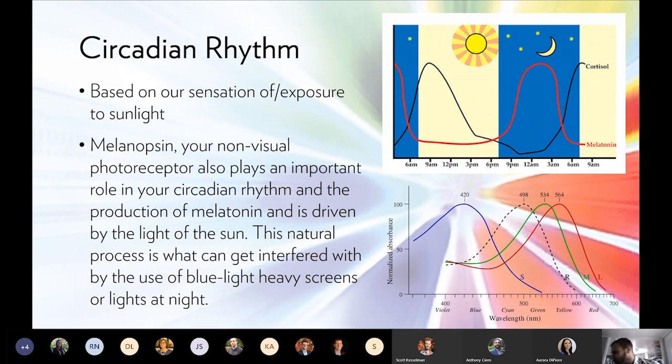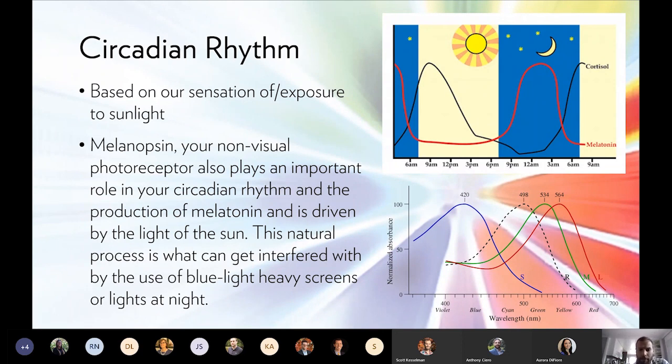Circadian rhythm. Are you guys familiar with circadian rhythm? I'll give you a couple seconds because I don't have a ton of time. Circadian rhythm is our natural, 24-hour or so biological clock. Cool, some yeses. And sun exposure is super important for that.